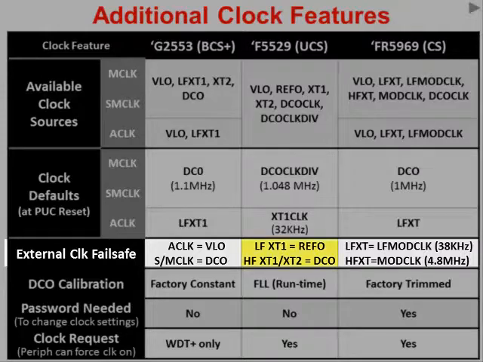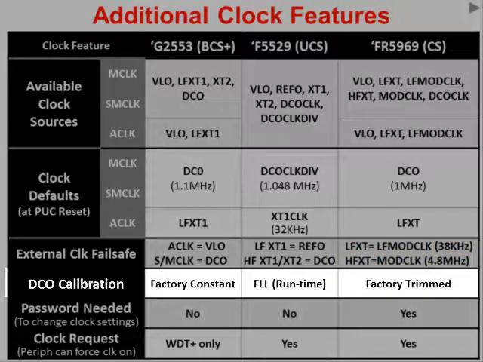Going down to the next row, external clock failsafe, it tells us what happens if an external clock fails. For example, on the F5529, if the XT1 clock, if the low frequency external clock fails, the MSP430 is going to automatically switch over and start using the reference oscillator. Similarly, if the high frequency external clock fails, then we're going to use the DCO internal oscillator. On the 5969, they actually use the MODCLK as the failsafe. So for the low frequency external oscillator, it would be the LF MODCLK signal, which is a divide down from MODCLK itself, and that's the one that's used for the high frequency.